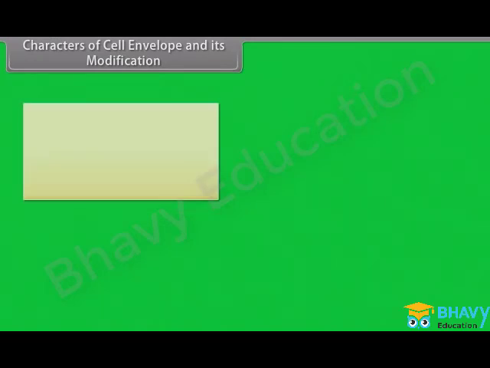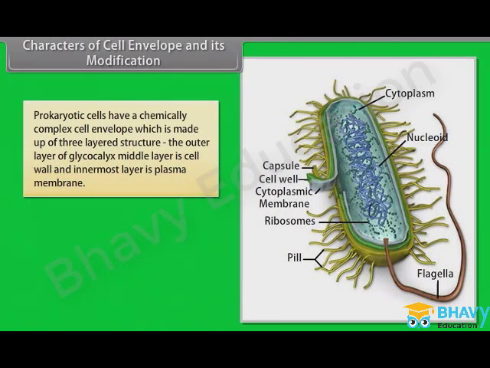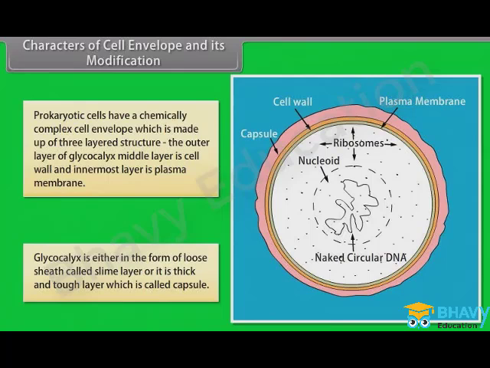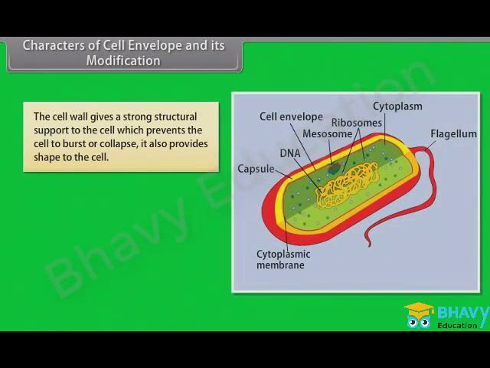Characters of cell envelope and its modification. Prokaryotic cells have a chemically complex cell envelope, which is made up of three-layered structure. The outer layer is glycocalyx, middle layer is cell wall, and innermost layer is plasma membrane. Glycocalyx is either in the form of loose sheath called slime layer, or it is thick and tough layer which is called capsule. The cell wall gives a strong structural support to the cell, which prevents the cell to burst or collapse. It also provides shape to the cell.